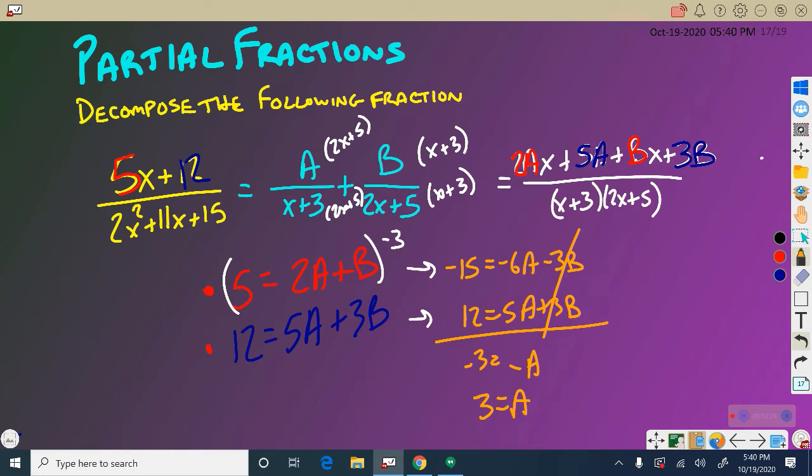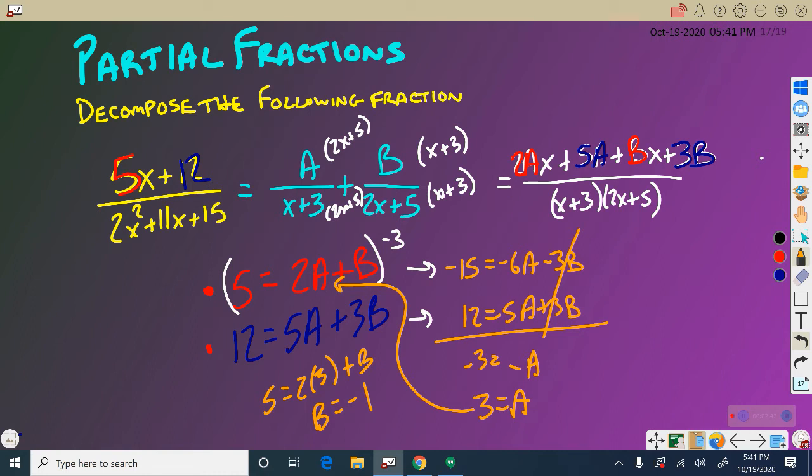And now that means I need to just plug back in to find my value of b. I'm going to plug back into one of these original equations. The top one looks a little bit easier. So I get 5 equals 2 times 3 plus b. So that means that b is going to equal -1.